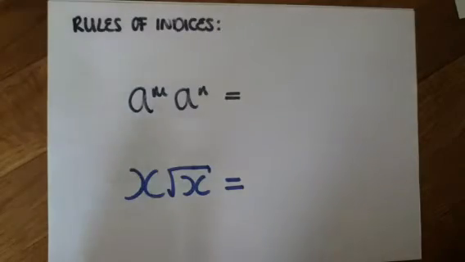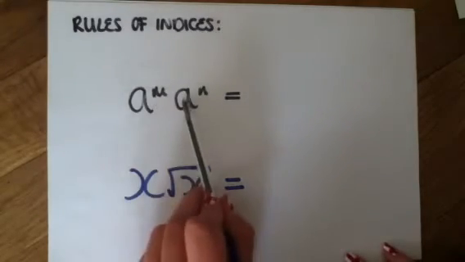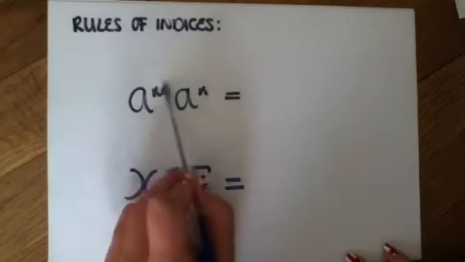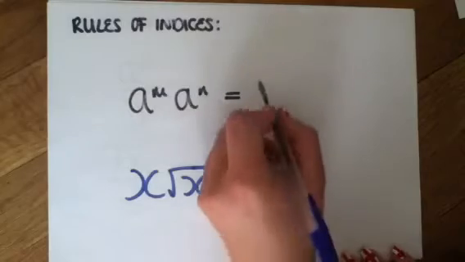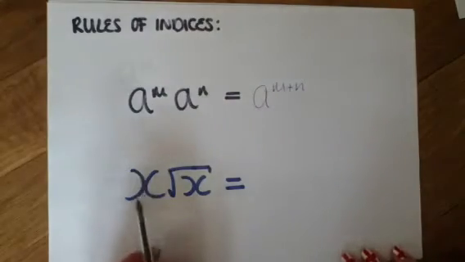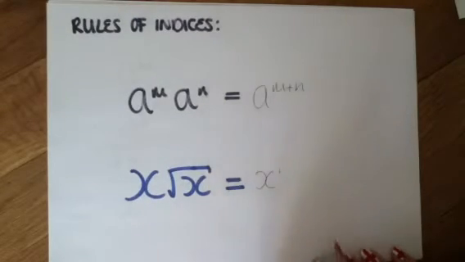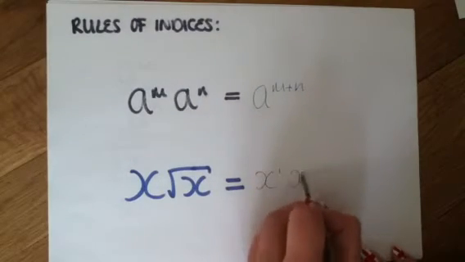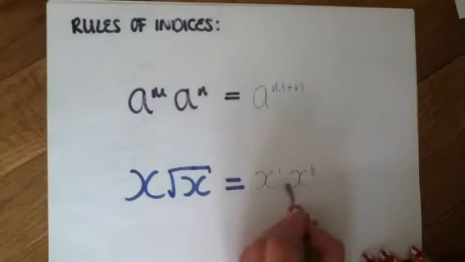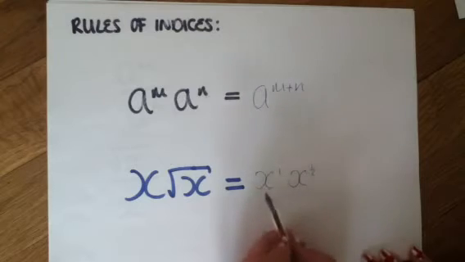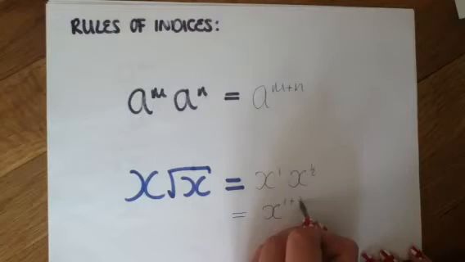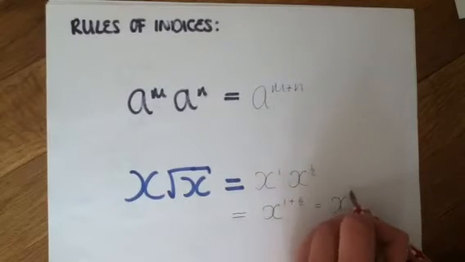So here's the first rule of indices. a to the m times a to the n. These are multiplied together, and a is the same in both situations, but m and n can be different. In this case, we add the indices. Let's look at an example. Here x is x to the 1, and the root x is x to the half. And here, 1 and a half can be added together because x is the same in these situations. So x to the 1 plus a half is x to the 3 over 2.